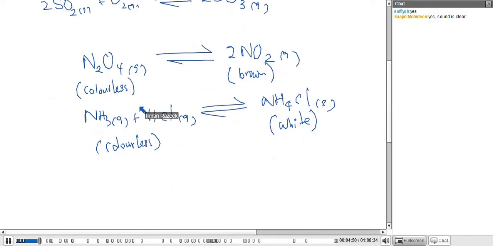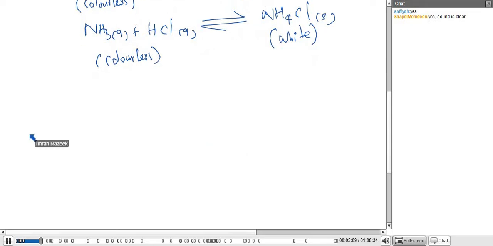Now, when a color change occurs, that doesn't mean the colorless disappears and brown appears, and then the brown disappears and colorless appears. You will see in the reaction vessel both colorless and brown, both white and colorless, but colorless turns brown, brown turns colorless. So that's what is meant by reversible. But in some reversible reactions, reversibility can be controlled. For example, when you change conditions, it becomes reversible.